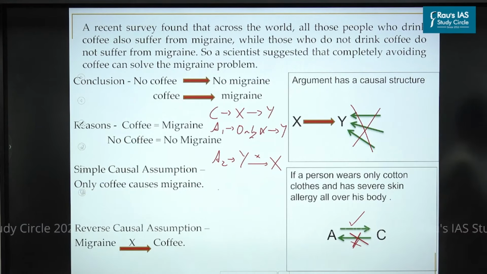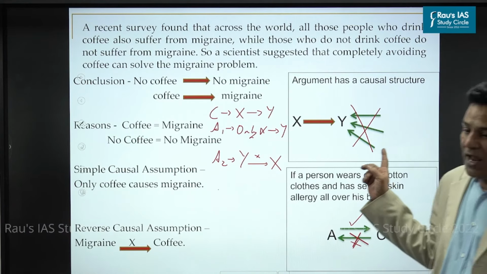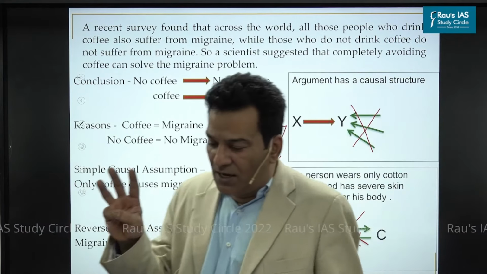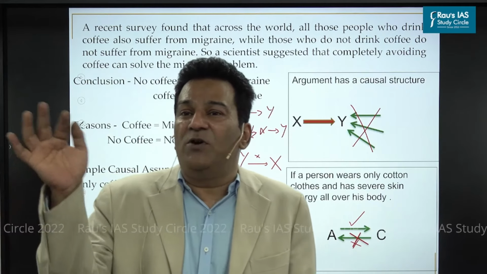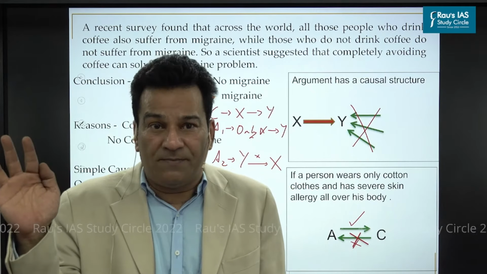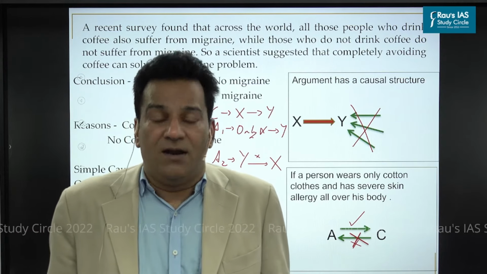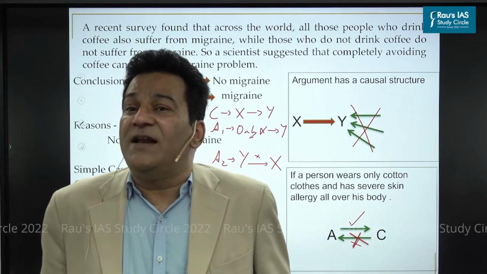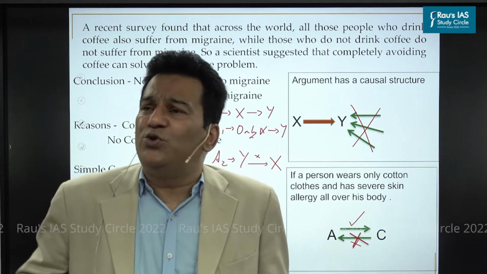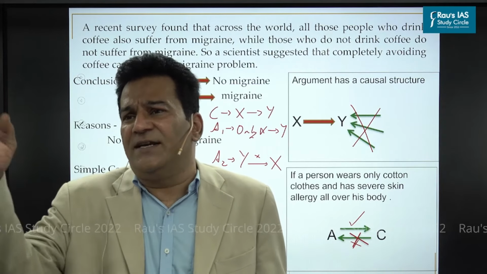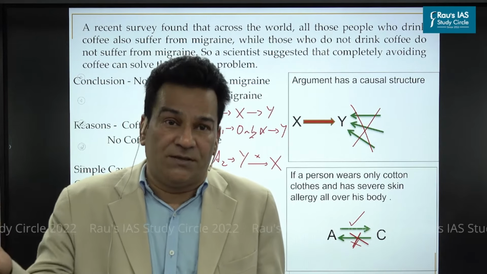So now we have seen two kinds of arguments, common sense and causal arguments. And we've seen three kinds of assumptions: the common sense assumption, the simple causal assumption and the reverse causal assumption. The reverse causal assumption is so difficult to handle that in case it is present in any particular question, the moment you identify it, just click that as an answer. That will be the most preferred answer.